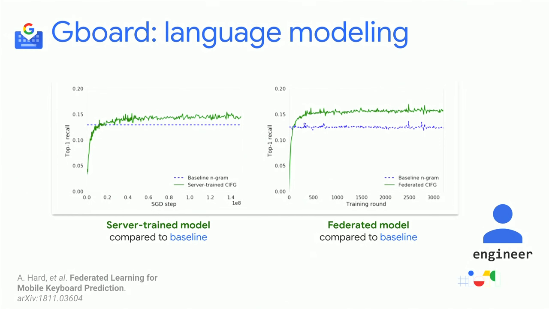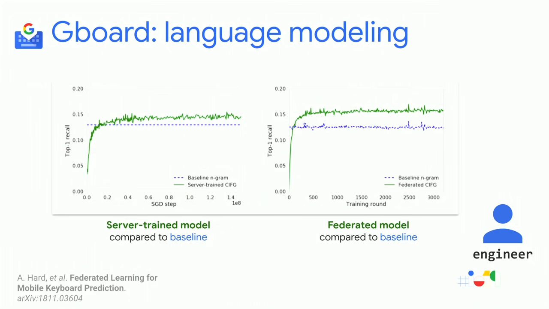Note that the newer architecture is better in both cases, but the federated model actually does even better than the server model. And that's because the decentralized data better represents what people actually type. On the x-axis here, for the federated model, we see the training round, which is how many rounds of computation it took to hit a given accuracy on the y-axis.